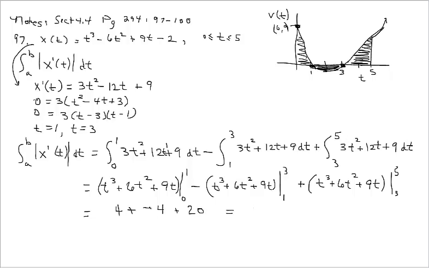So adding all that together, we get 28. So total number of steps traveled, 28. Okay, we don't have any units, so we can't really put any units on here. If you wanted to put just the word units, that'd be fine. But 28 is the answer. Okay, so look at number 98.